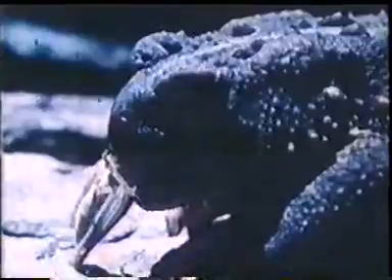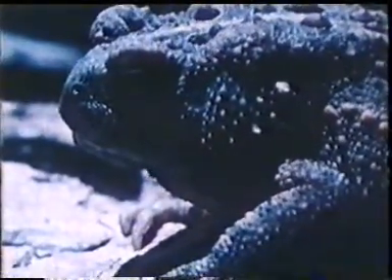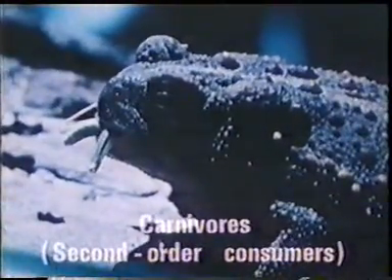Why does the grasshopper need to protect itself? Does it have enemies? Yes. The grasshopper is a favorite food of the toad. We call animals like the toad carnivores or second-order consumers.